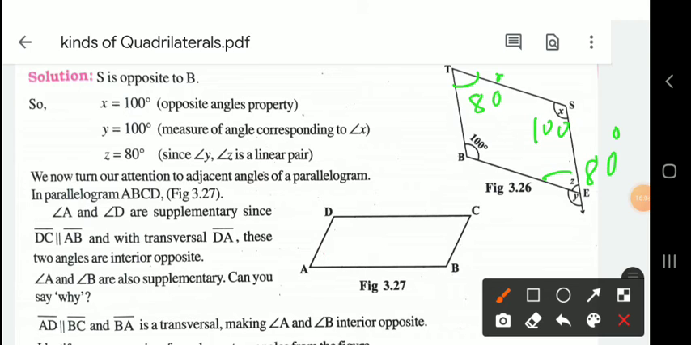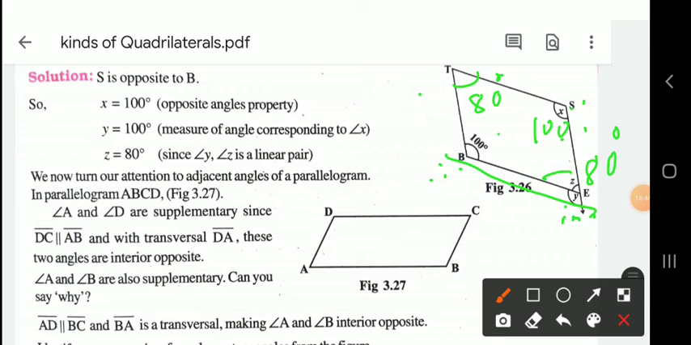So, look at the parallelogram BEST. What is your observation? Angle B and Z are adjacent angles and the sum of their measure is 100 plus 80, that is 180 degree, right? Now look at the angles S and E. S is 100 degree and E is 80 degree. So 100 plus 80, 180 degree. Also S and T are adjacent angles and the sum of their measures is 180 degree.